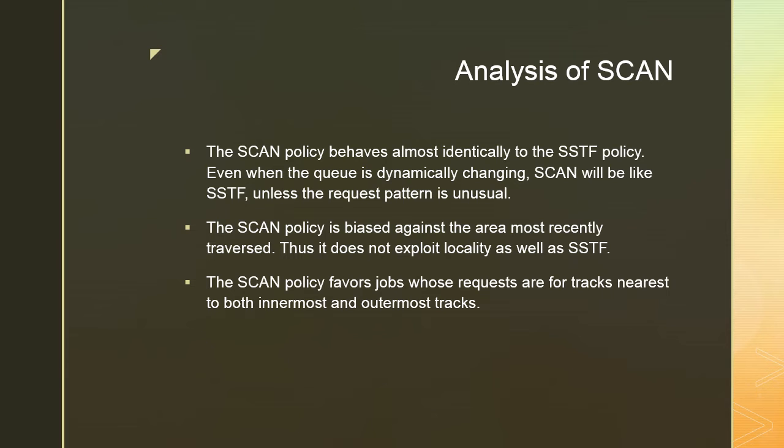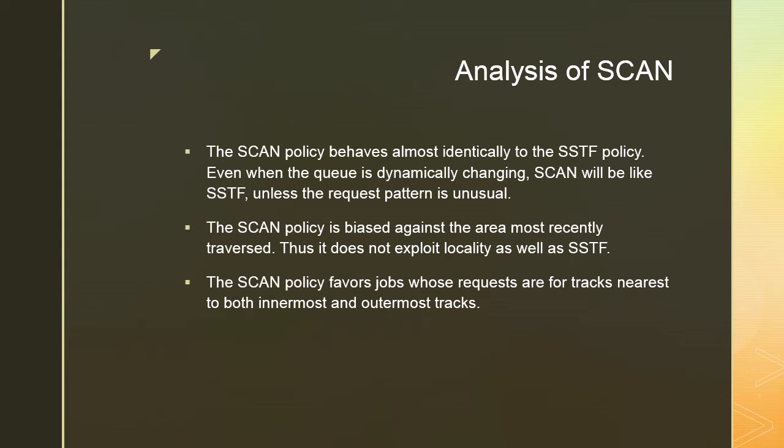Again, assume that the queue is dynamic, and during this time more requests have arrived and some of them are on tracks 86, 91 and 97. So it serves the newly arrived requests on 97, then 91, then 86. So the tracks close to the outermost tracks are favored. The same situation will happen if you assume that the head is moving towards the innermost track.